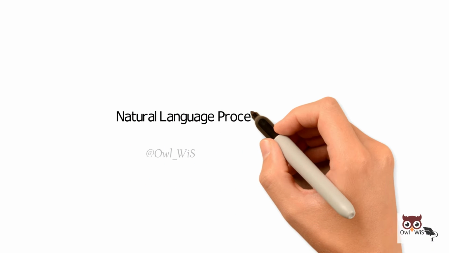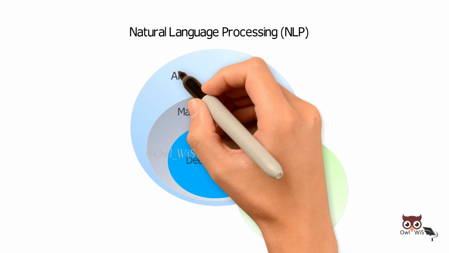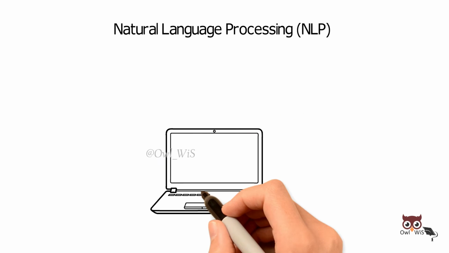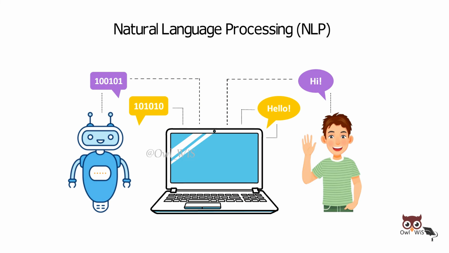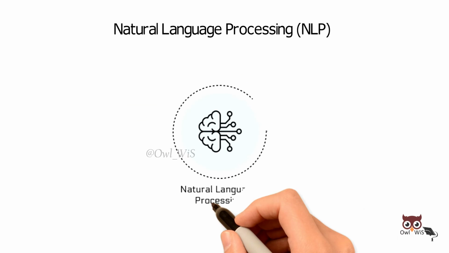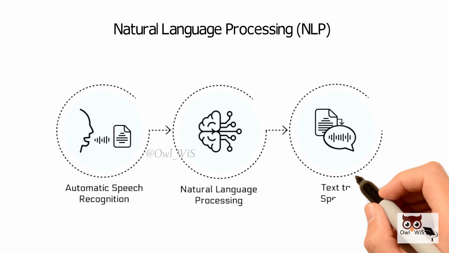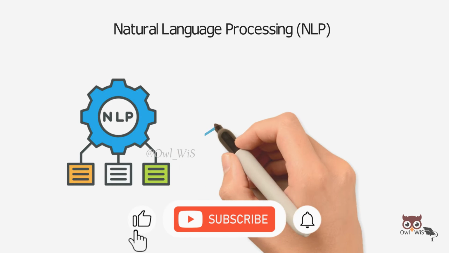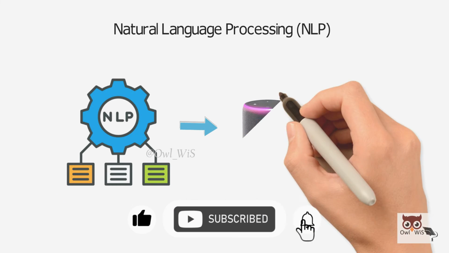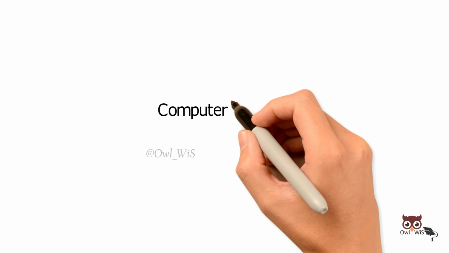Natural language processing (NLP). Natural language processing is a field of artificial intelligence (AI) that enables computers to understand, interpret, and generate human language. It combines computer science, linguistics, and AI to build systems that can process and analyze text and speech data. NLP is the driving force behind many AI applications we see today, including voice assistants like Amazon Alexa and Google Home.